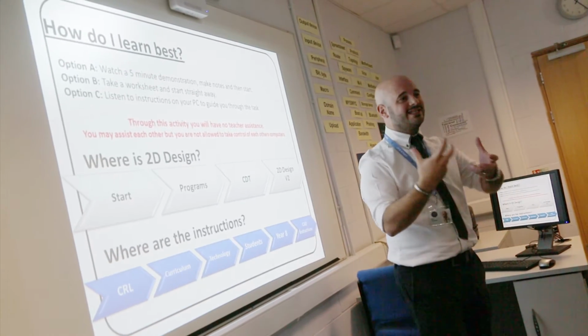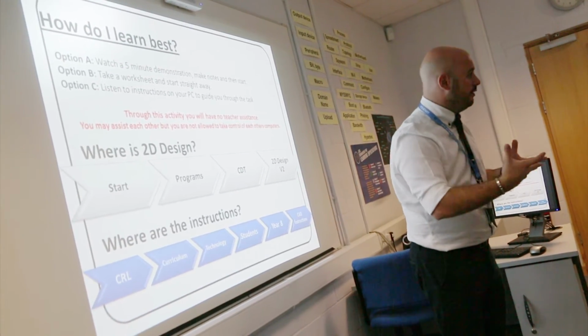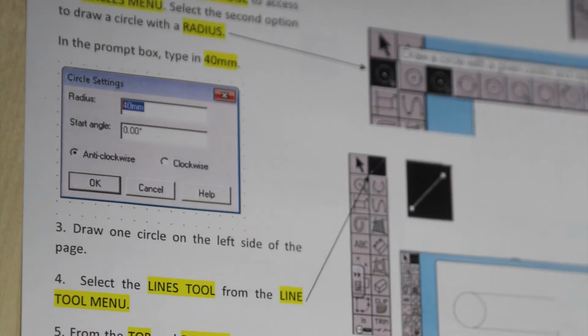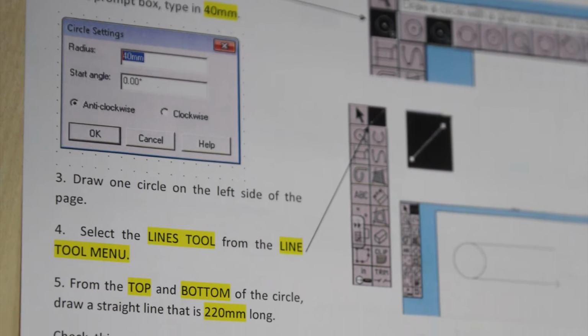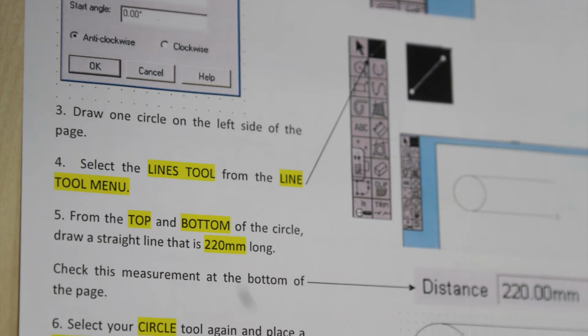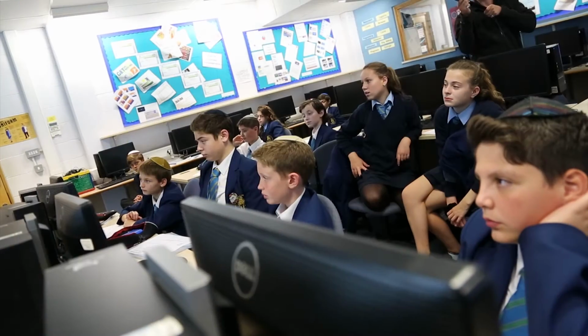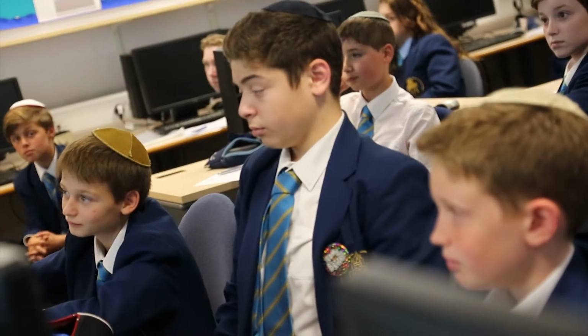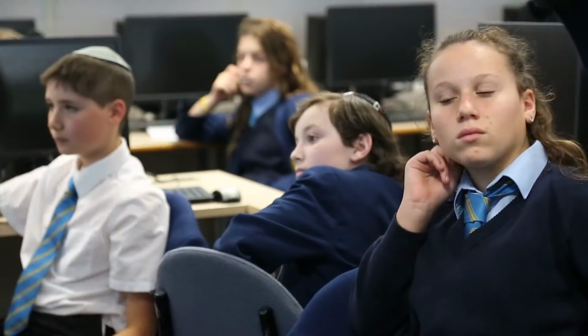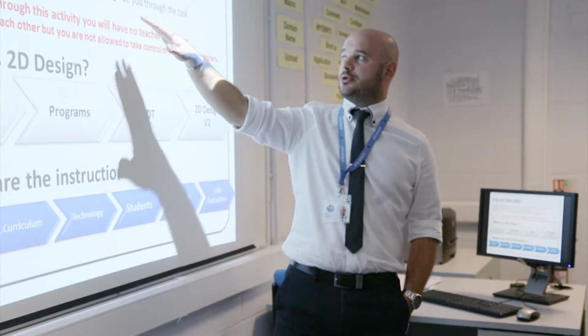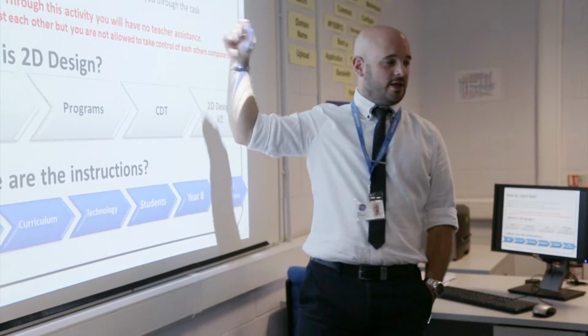If you are a kinesthetic learner, you want to just go and have a go and get stuck in, then you would be option B, where you can take a worksheet and you can start straight away. If you like to be told instructions, you like to listen to instructions, okay? The type of person that maybe listens to music with eyes closed. If that's you, option C is to listen to instructions on your PC that guide you through.